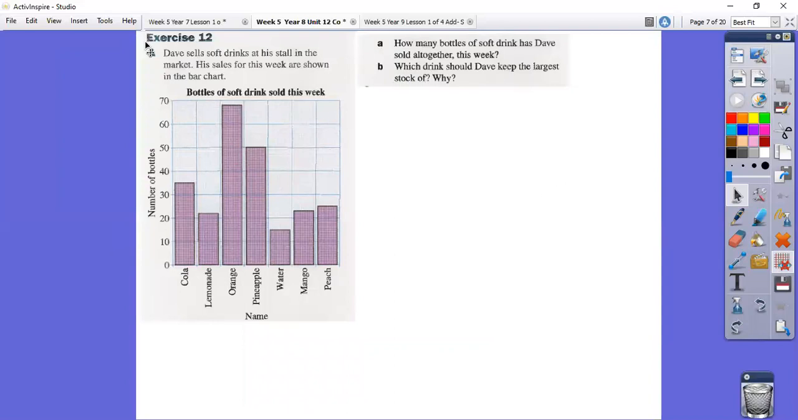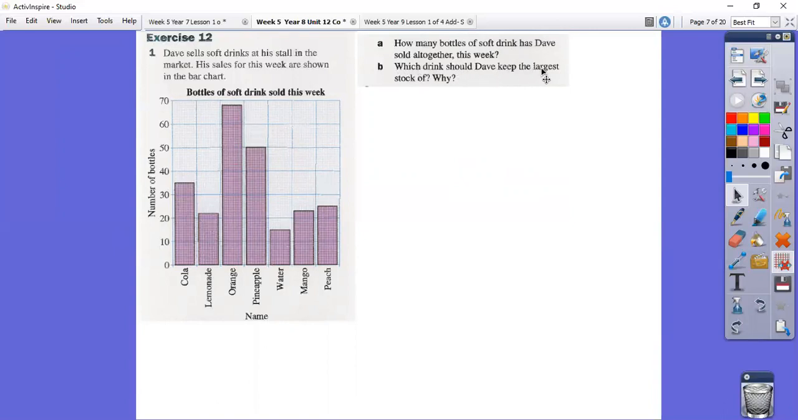So the questions for today, exercise 12. Dave sells soft drinks at his stall in the market. His sales for this week are shown in the bar chart. So here's a chart of bottles of soft drinks sold this week. You've got Coke, lemonade, orange, pineapple, water, mango, and peach. How many bottles of soft drink has Dave sold altogether? Again, read from the frequency. Here you can see that he sold about 35 units of Coke, just over 21, which is 21 lemonade. Add them all together to get this answer.